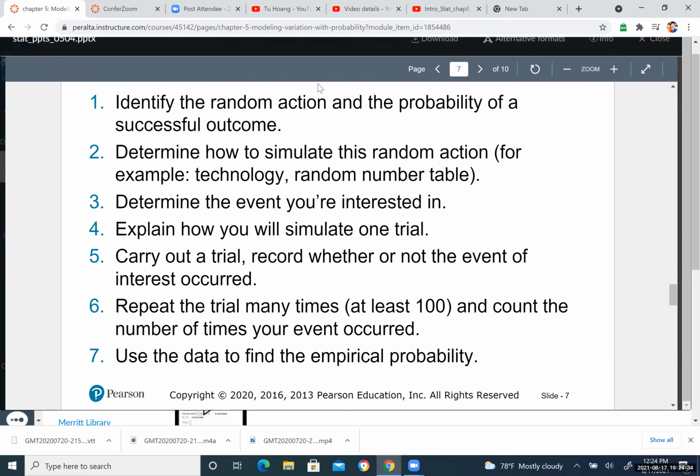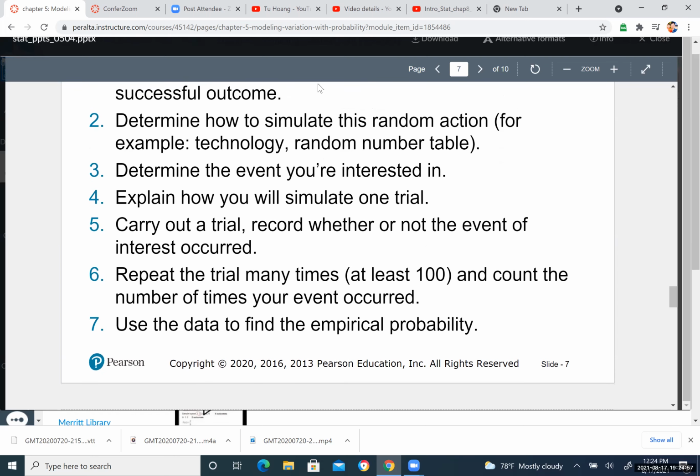It's up to the story, but usually for this case we're using coins. It is the easiest and simplest for all students to understand. Explain how you will simulate one trial. Carry out a trial and record whether or not the event of interest occurred.